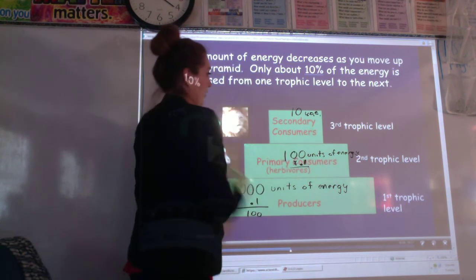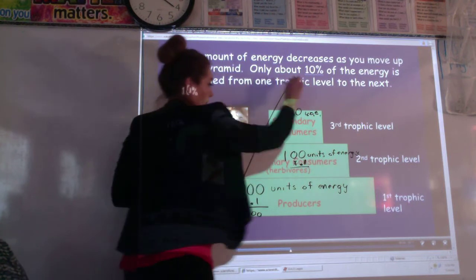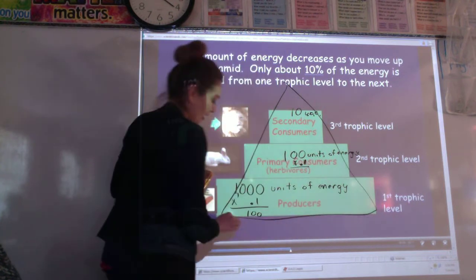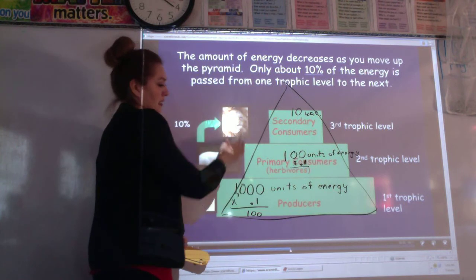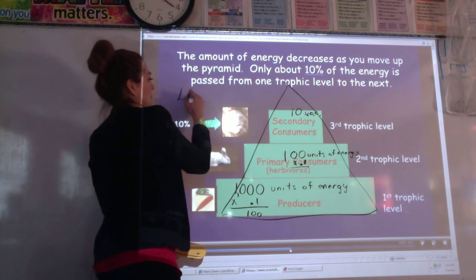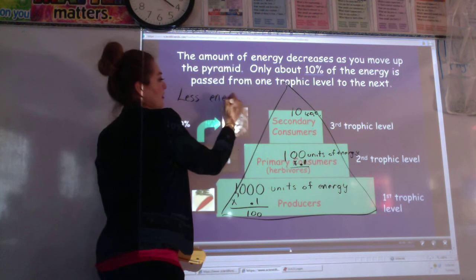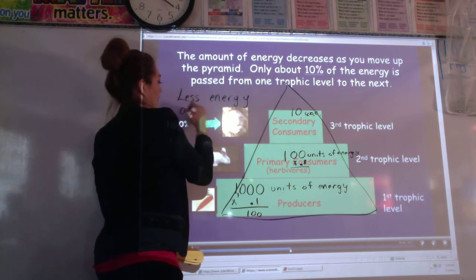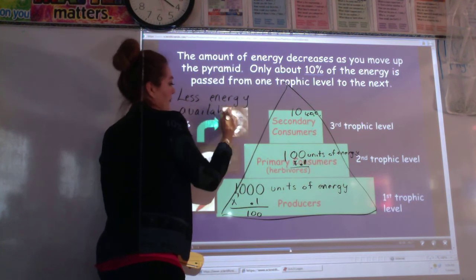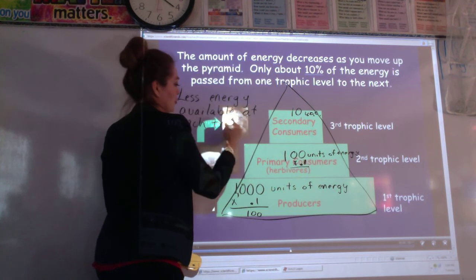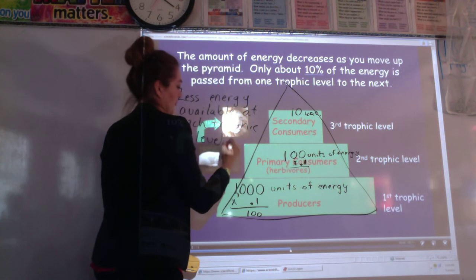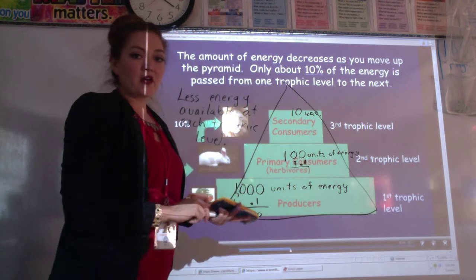And that's why our energy pyramid looks like a pyramid, because you have less and less energy available at each trophic level. Okay? So that also comes into play.